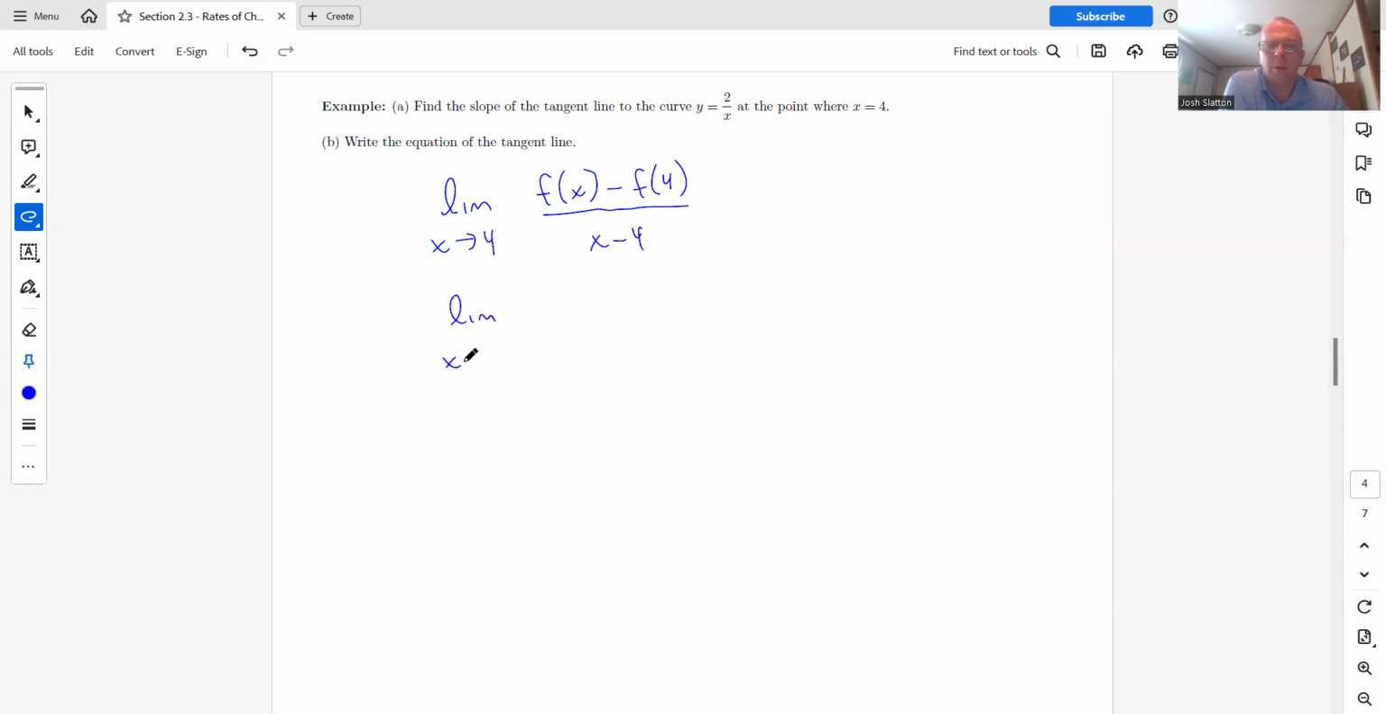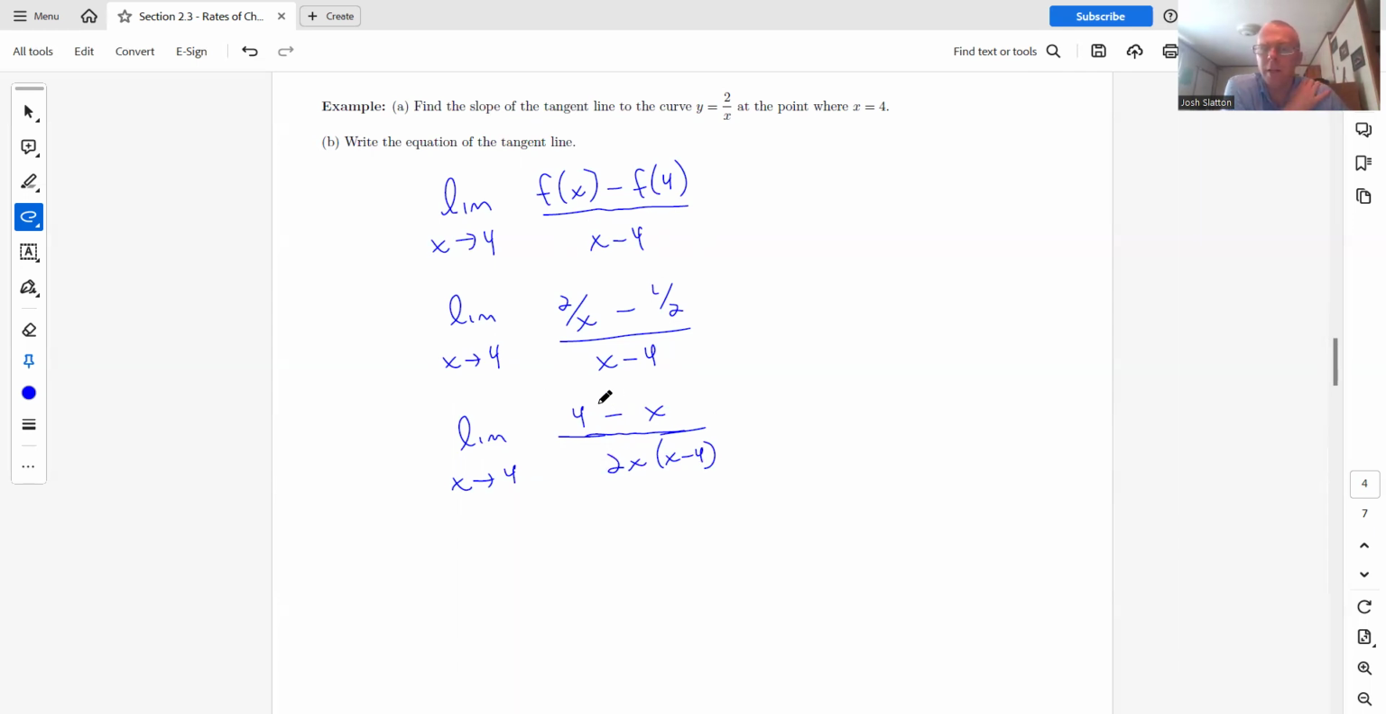So the limit as x approaches 4, f of x is 2 over x. F of 4 would be 2 over 4, which is 1/2, and then over x minus 4. So we need to find the common denominator. So the common denominator would be 2x. So this would become 4 over 2x. And we'll just go ahead and write a common denominator: 4 over 2x minus x over 2x. And then all of that's over x minus 4.